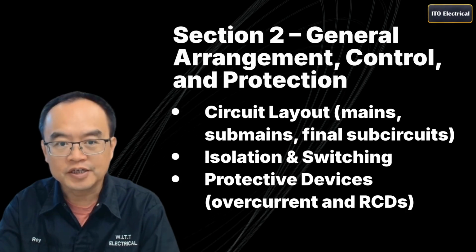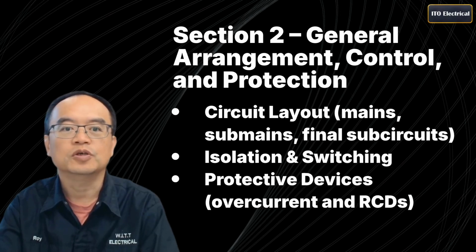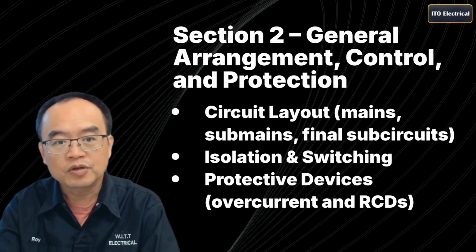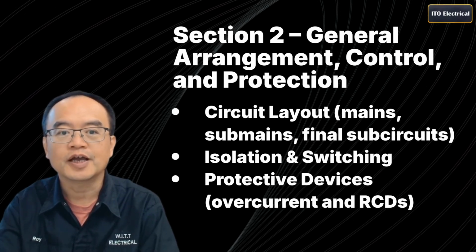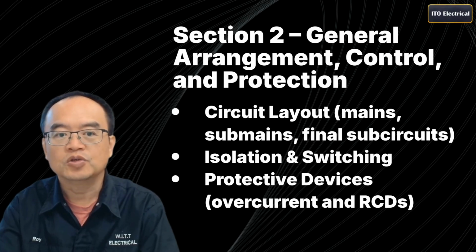Section 2 sets the stage by telling you how to arrange your installation, what your main switchboard looks like, how circuits branch off, where protective devices go, and how you isolate or switch the circuits. This early planning ensures you have a coherent structure before you pick specific cables or equipment.